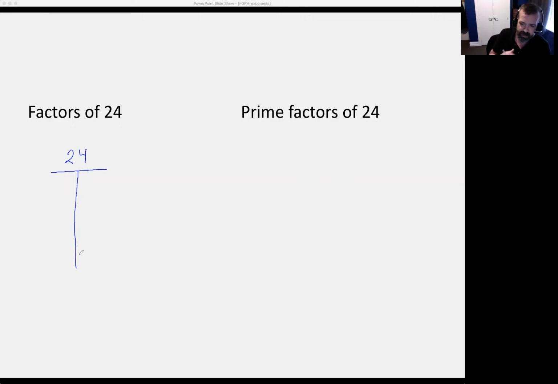So factors, I'm going to do the T-chart. And in general, I'm going to start from the outside and work my way in. So 1 times 24 equals 24. And then I'm going to use this left side to count up and try to be as systematic as I possibly can, so that I don't miss anything. 1 and 24, 2 times 12, 3 times 8, 4 times 6, 5 times nothing. All right, I've already looped around. So here's my question. How many factors does 24 have?